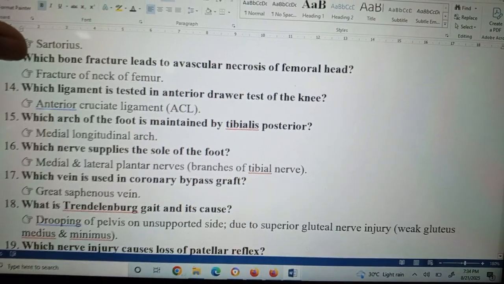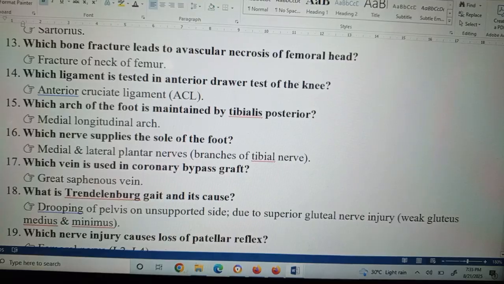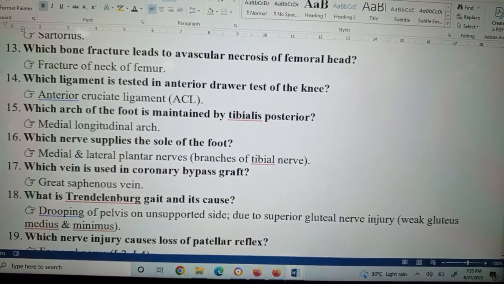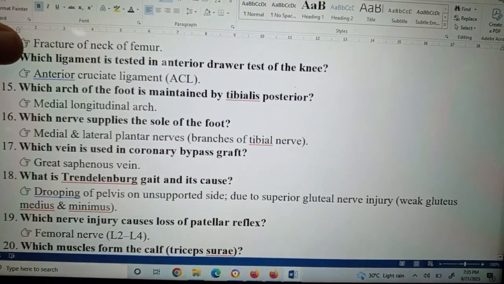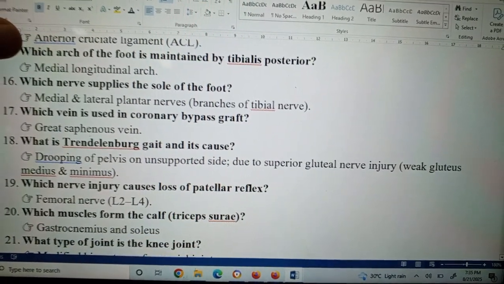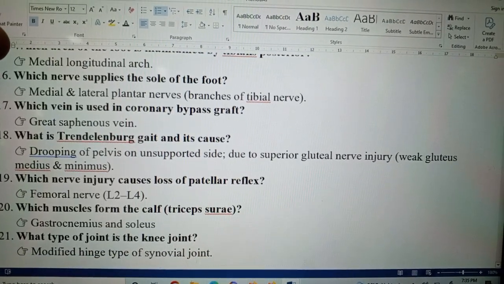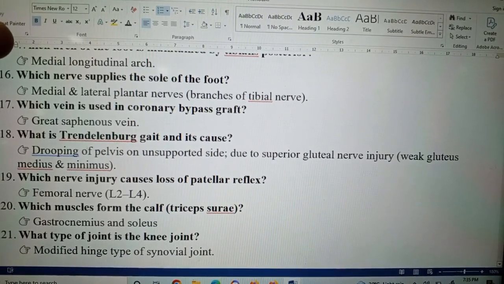Which arch of the foot is maintained by tibialis posterior? Medial longitudinal arch is maintained by tibialis posterior. Which nerve supplies the sole of the foot? Medial and lateral plantar nerves, which are branches of the tibial nerve. Which vein is usually used in the coronary bypass graft? Great saphenous vein is used in the coronary bypass graft, which you must all know.